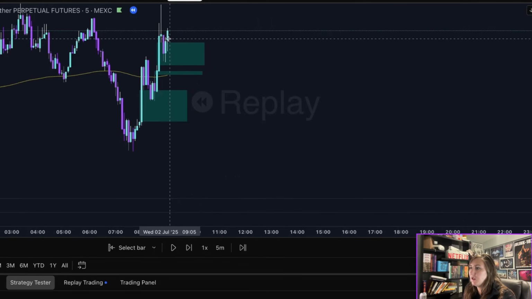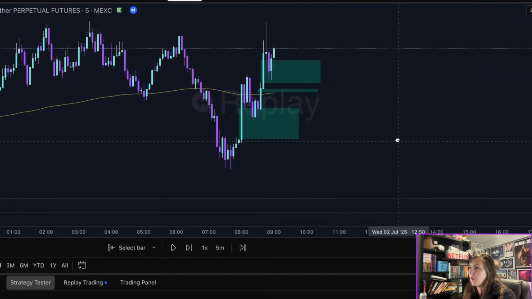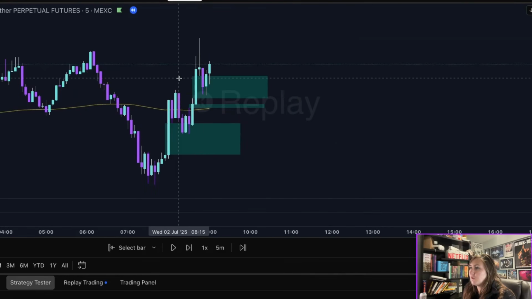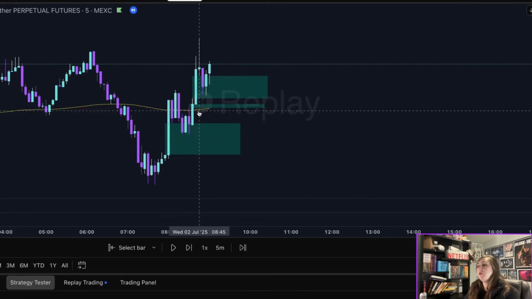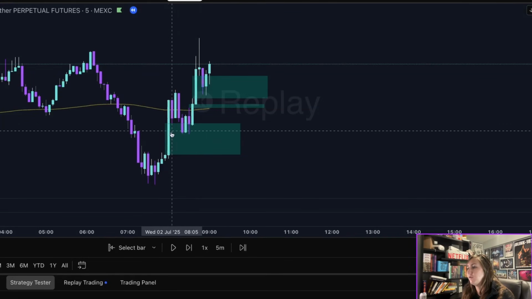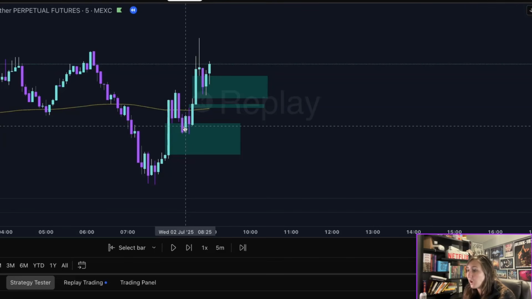But here it was around 9 a.m. this morning. So we had this nice bullish fair value gap here. Now, once you see a 5 minute bullish fair value gap, you'll see there was one down here too. And this was before I hopped on around 8:20 a.m.